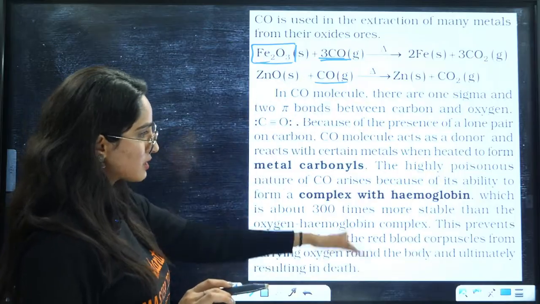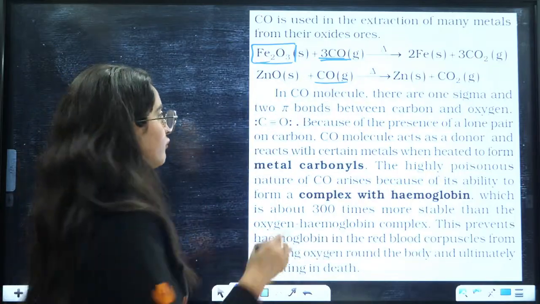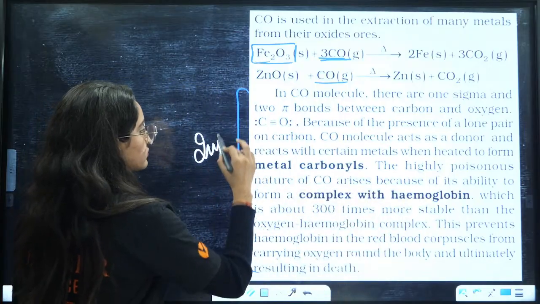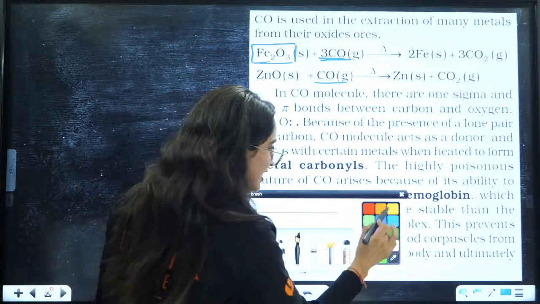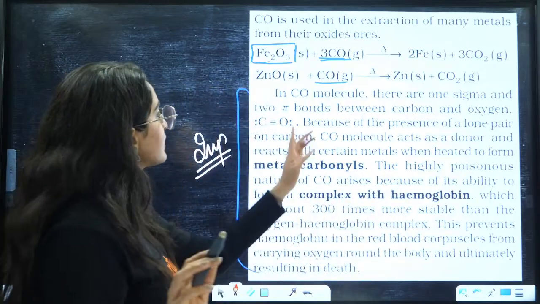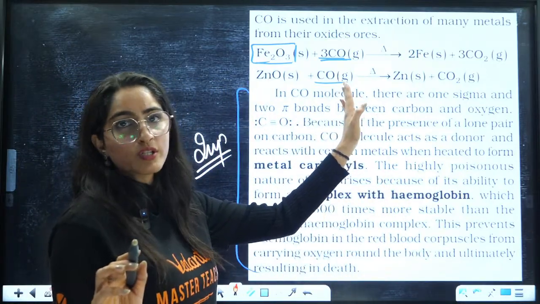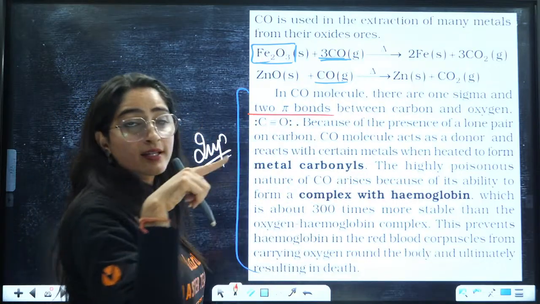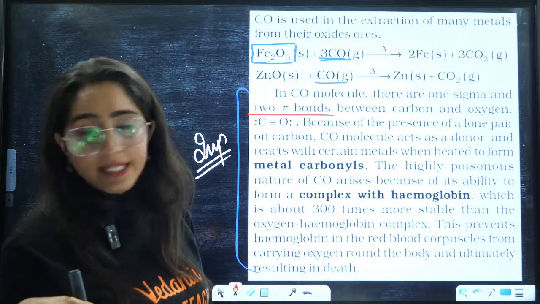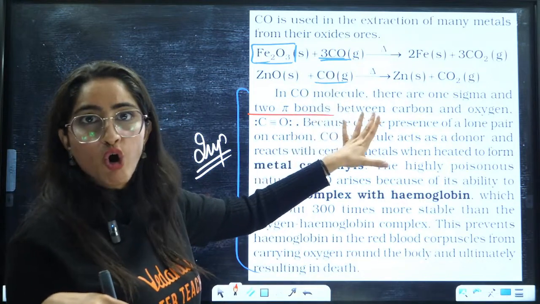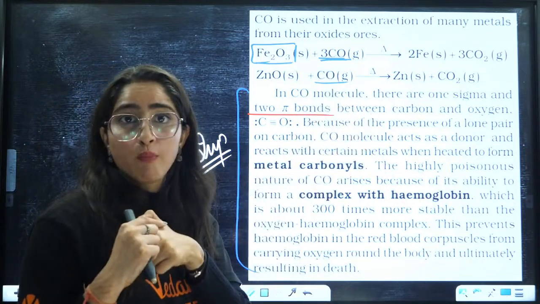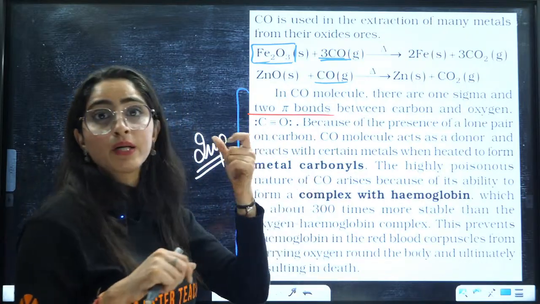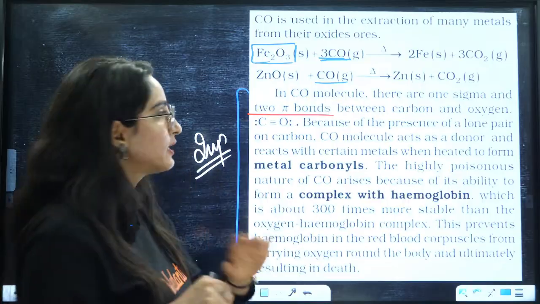Now this is a very important paragraph. This full paragraph is important. From here also, it is easy, but it is important, right? In the carbon monoxide molecule, there are 1 sigma and 2 pi bonds. Have we done this in chemical bonding or not? In detail, we have done the Lewis dot structure, we have done the structure of carbon monoxide, right? We have done that in detail, right?